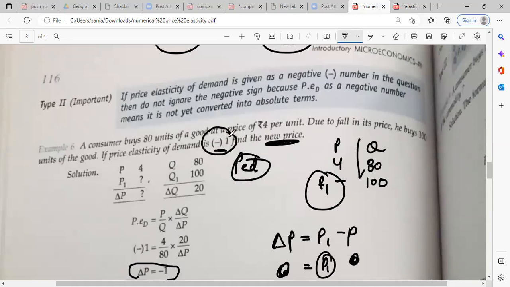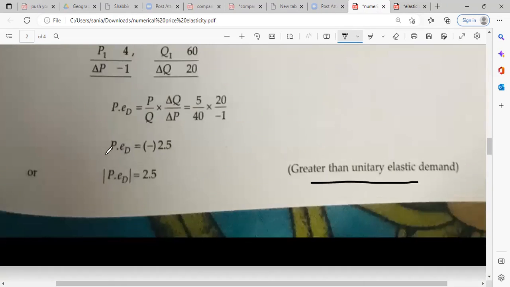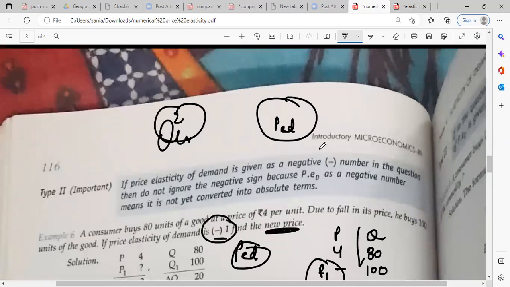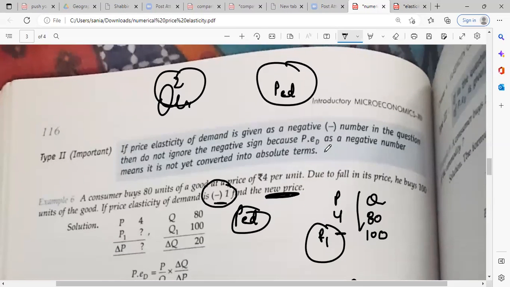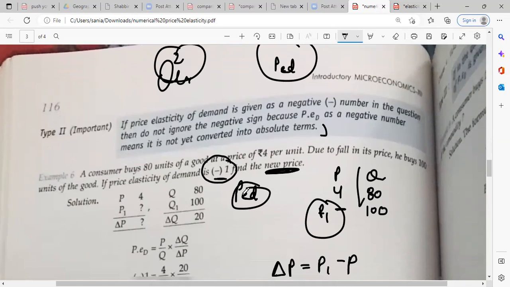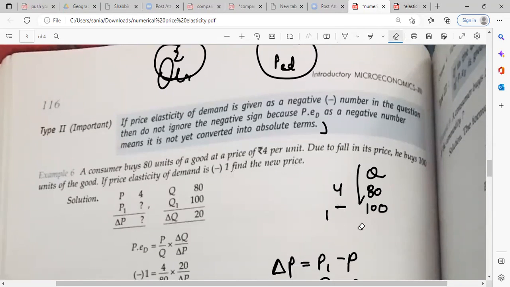So remember one thing: earlier, whatever answer we were getting in minus, we were ignoring it. But if in the question it is given in negative, then you are not going to ignore it. So you will first write type 2, then write this very important point in a box, then write example 6 with the question as well as the answer. After that, I'll give you a question to practice.